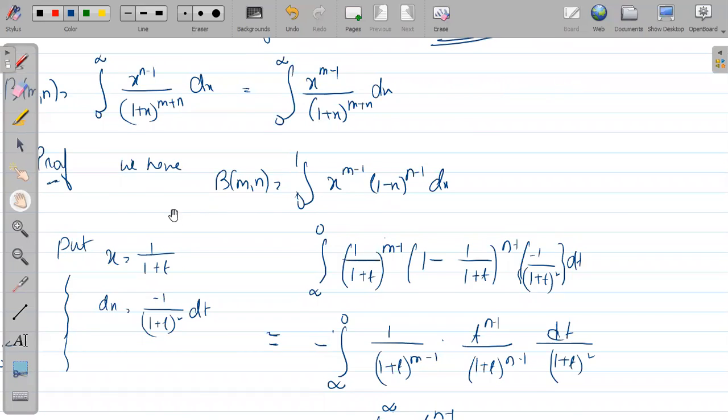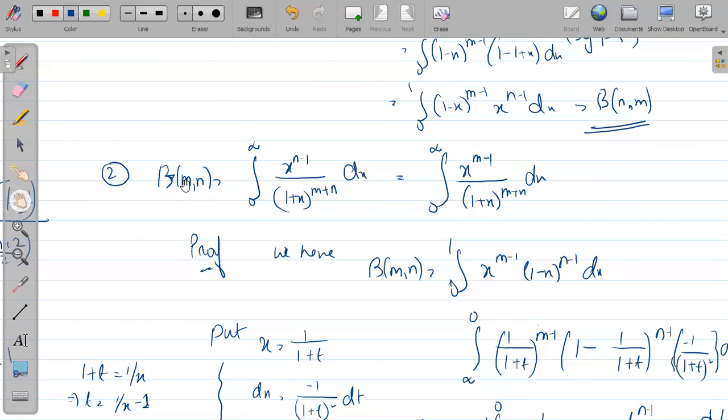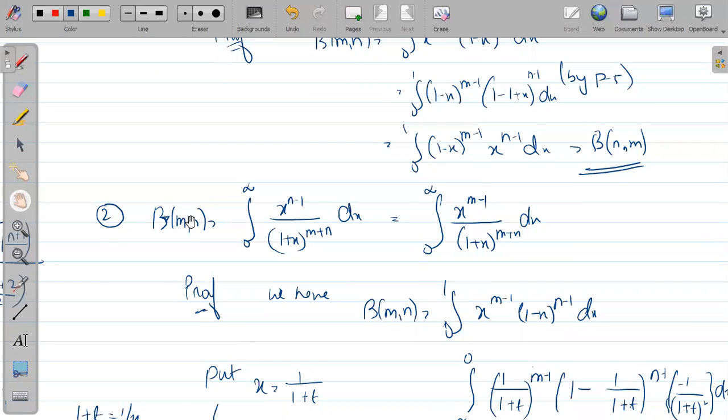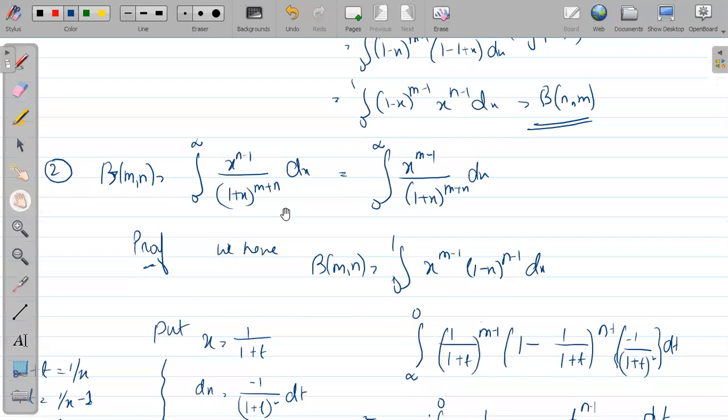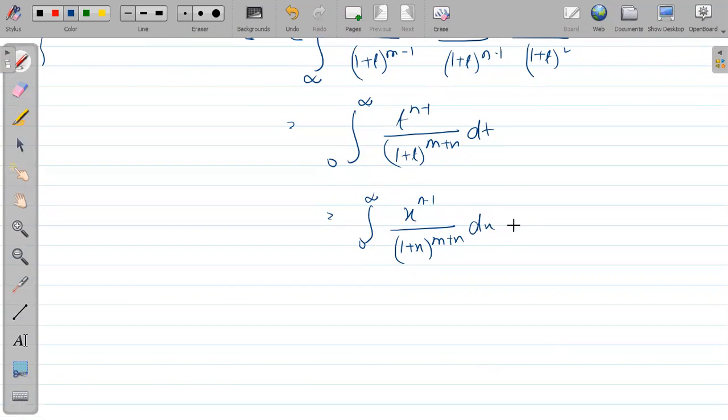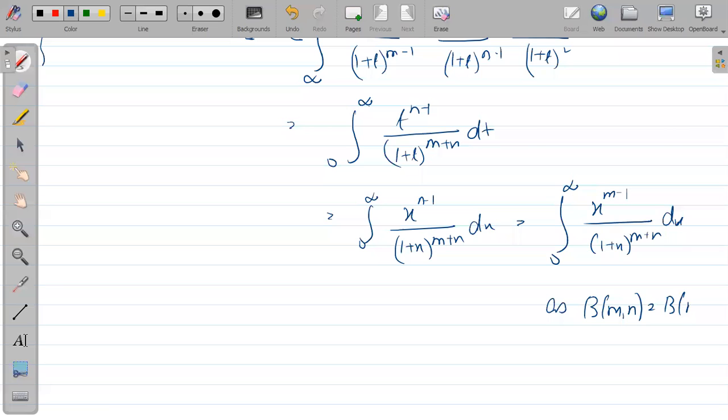Now, what are they asking to prove? This is equivalent to this. We already know from property number 1, beta(m, n) equals beta(n, m). If I replace n by m and m by n, you will get the same thing. So this is equivalent to the integral of x to the power m minus 1 by (1 plus x) to the power m plus n dx, as beta(m, n) is already known to be beta(n, m). So beta(n, m) is what? n and m will be replaced. So this will be equal to this. Hence both are equal.